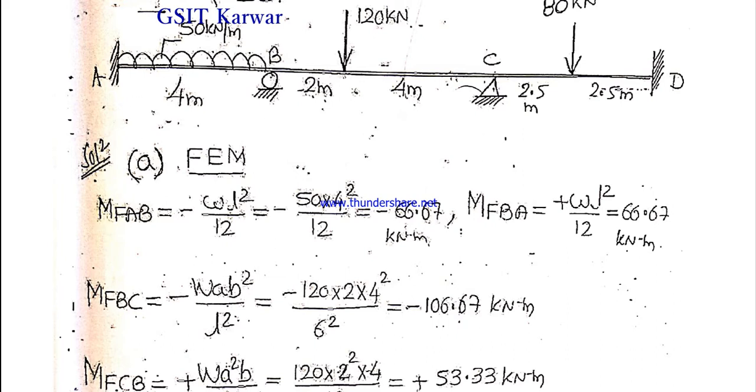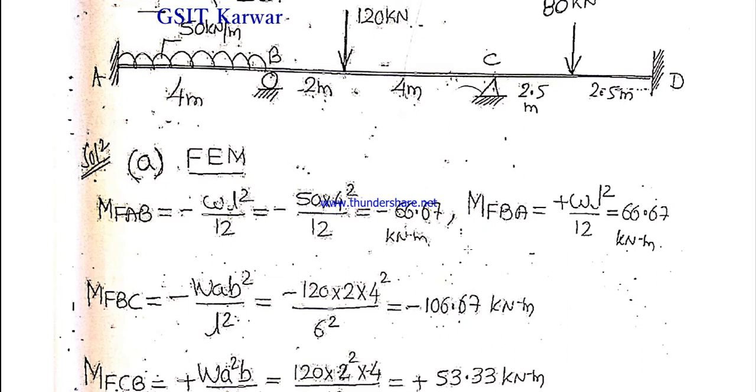Write fixed end moment AB is equal to, according to the load condition, here on span AB a UDL is there, so the formula is minus WL square by 12, and you can substitute the data. W means the given load 50 and length is the span length 4, divided by 12. Use your calculator and calculate the answer. You are getting minus 66.67 kilonewton meter.